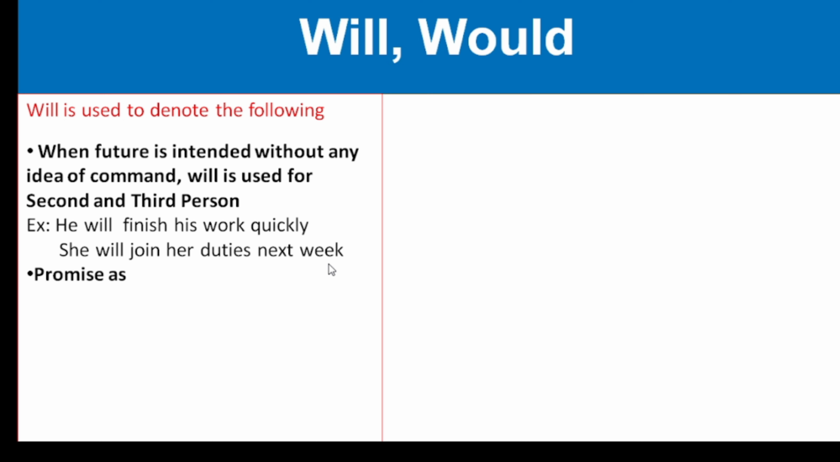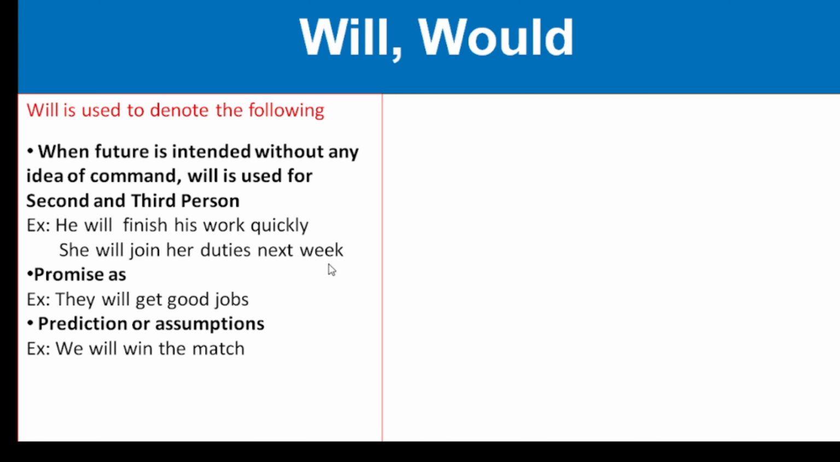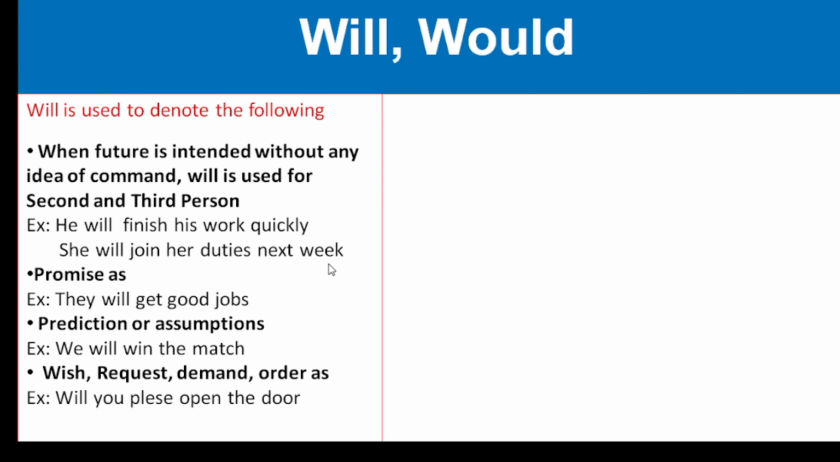Now, how we use will for promises: they will get good jobs. This is to give a promise to somebody else. And prediction or assumptions, what is going to happen: we will win the match. That is called a prediction or foretelling. Wish, request, demand, orders, even for these cases we use will, like, will you please open the door? It is a kind of request you are making to someone.